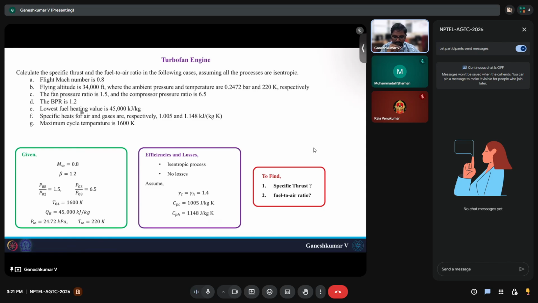The heating value of the fuel is 45,000 kilojoules per kg. The specific heats of air and gases are given. Maximum cycle temperature is 1600 Kelvin. So these are the given conditions. We are going to assume there are no losses. For Cp and gamma, we are going to assume gamma is 1.4 for both air and the gases exiting the combustion chamber. And what we need to find out is specific thrust and fuel to air ratio.